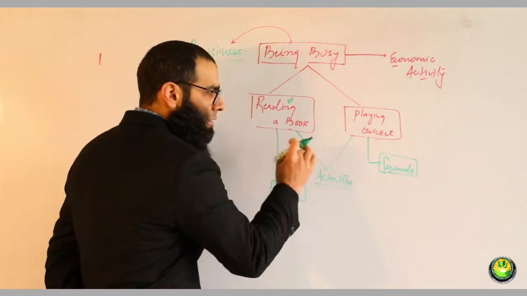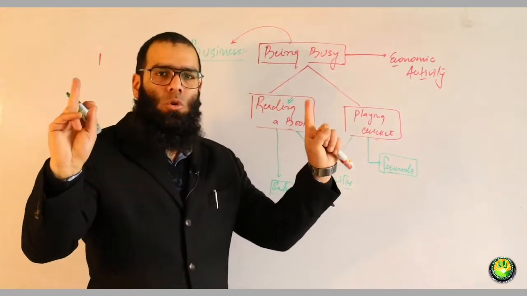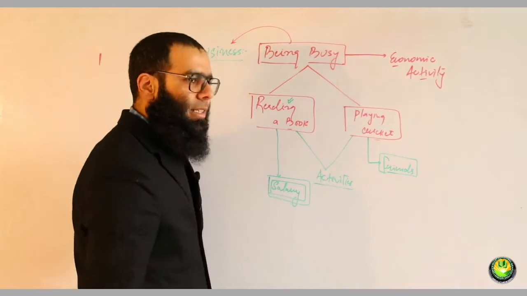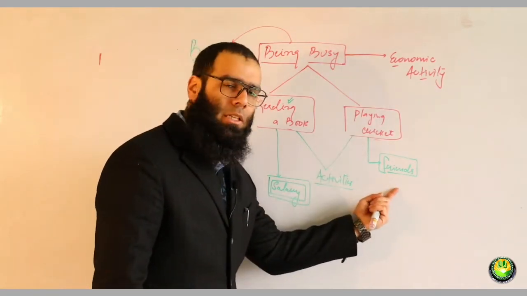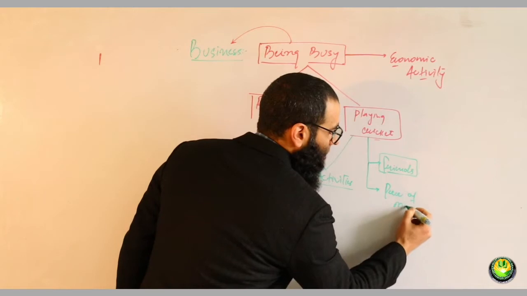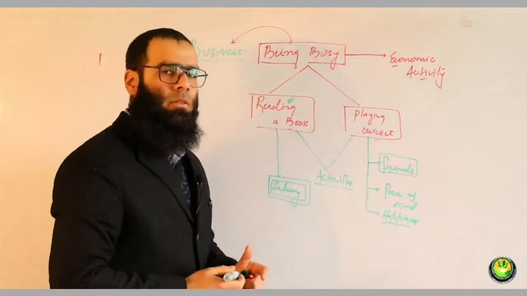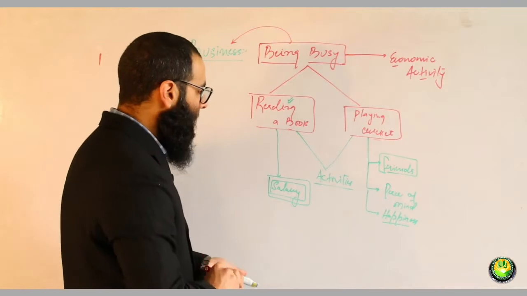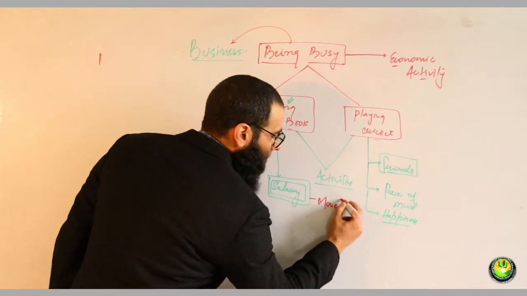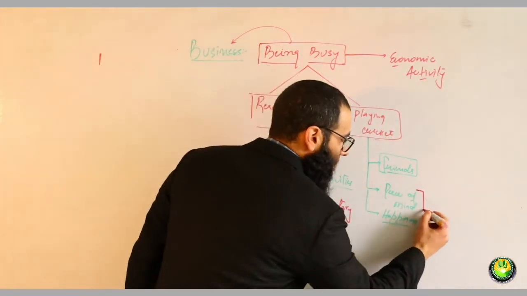So reading a book is an activity, and playing cricket is also an activity, but they have given us two different benefits. As far as reading the book, the benefit it has given me is salary. And playing cricket with my friends has given me peace of mind, happiness, and so on. So the benefits are totally different. In the first activity, the benefit is monetary, while in playing cricket, it is non-monetary.